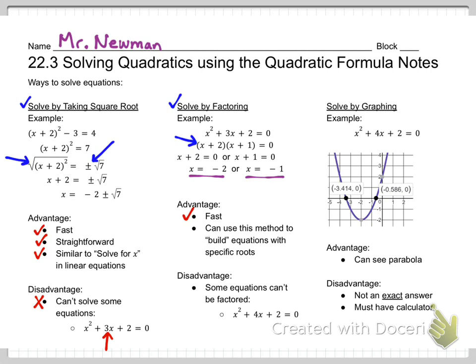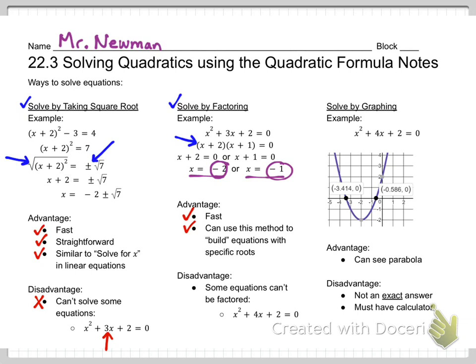But it can also be fast. It is also fairly fast as far as these go. And another advantage is you can actually use this method to build equations if you want specific roots. So for example, let's say I need the roots of -2 and -1. I want that to be where my parabola intersects the x-axis.